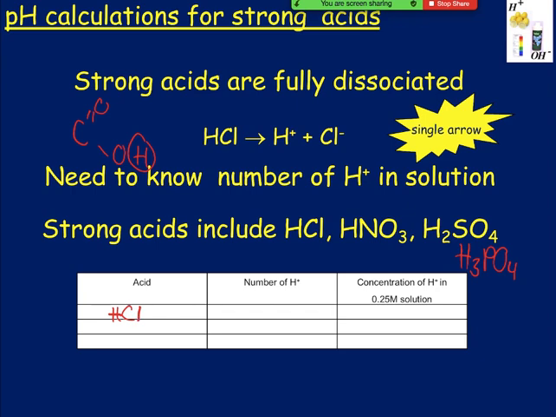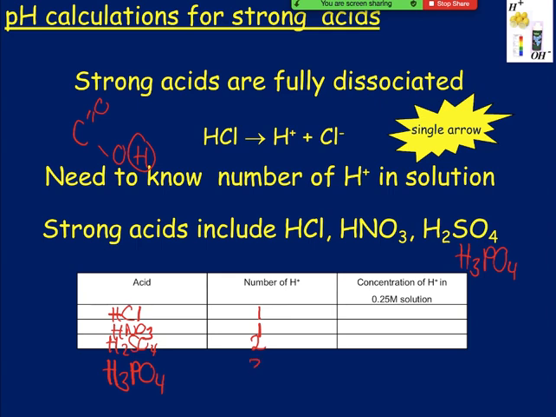So if we go HCl, HNO3, H2SO4, and in our third row H3PO4. How many protons do I have in each one of these? HCl has 1, HNO3 has 1, H2SO4 has 2, and H3PO4 has 3.